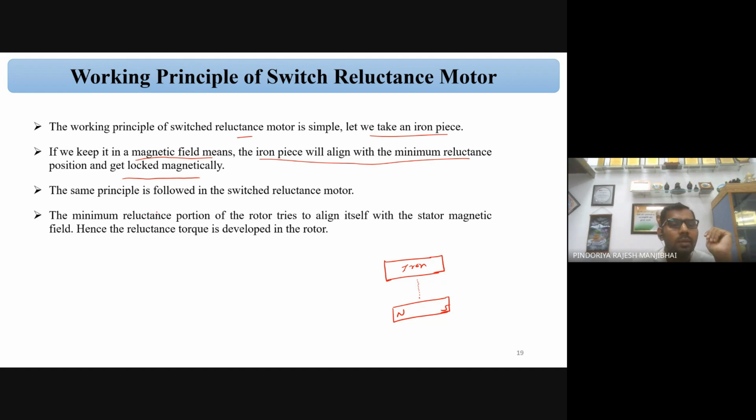Okay. The same principle is followed in the switched reluctance motor. The rotor, with minimum reluctance, tries to align itself with the stator magnetic field. So whatever magnetic field is there for the rotor, it aligns to the stator magnetic field, and the motor then tries to rotate toward the next pole. Hence the reluctance torque is developed in the motor.